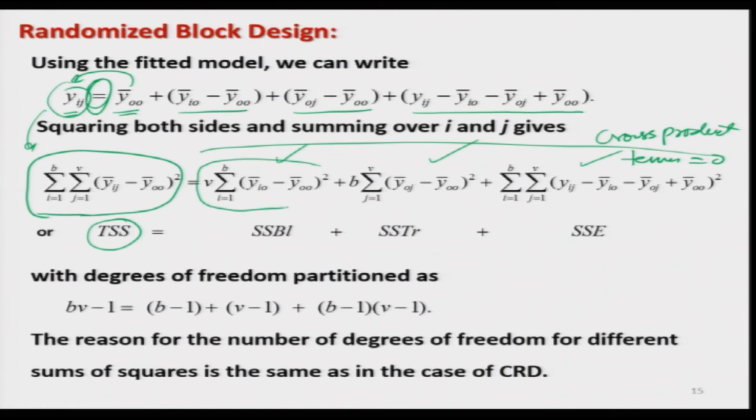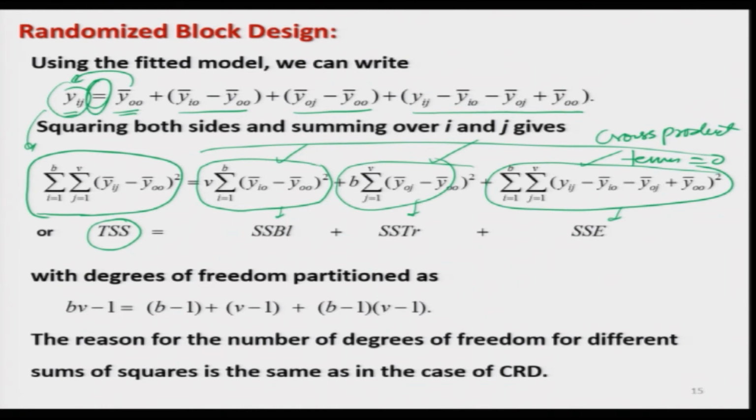The second term here is v into summation over i, y bar i naught minus y bar double naught whole square, this is the sum of squares due to blocks. The third term here is b into summation over j, y bar naught j minus y bar double naught whole square, which is the sum of squares due to treatment. And the fourth term here is double summation y i j minus y bar i naught minus y bar naught j plus y bar double naught whole square, which is SSE, the sum of squares due to errors, and their respective degrees of freedom.